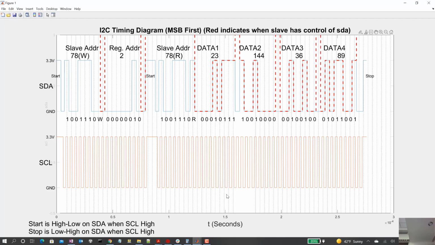And in this case, it's reading from because you have to issue another. Because we had to write over that register address, we had to issue a write command first, and then another start condition and a read command, and then read the data that you wanted. And this first data byte is sitting at register 2. The second is register 3, register 4, register 5, right?